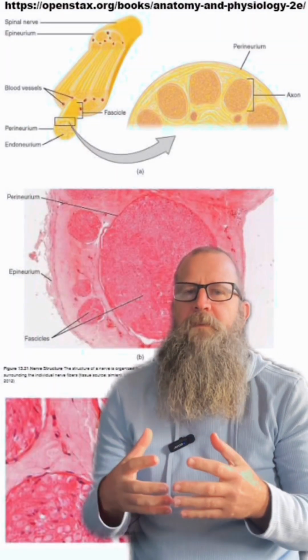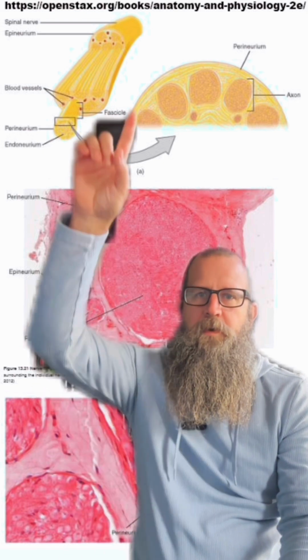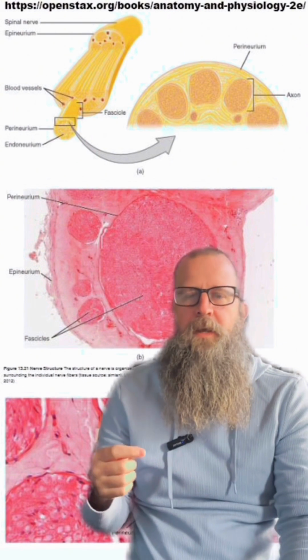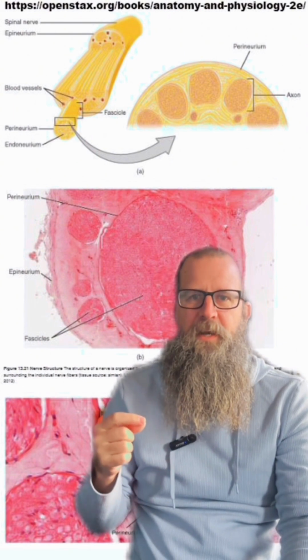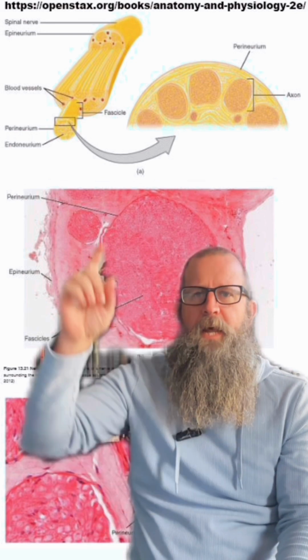Let's take a look. Your nerve is really just a collection of axons, the long cytoplasmic extension of a neuron. So the nerve is a collection of axons. The nerve itself is surrounded by a layer of connective tissue, which is known as the epineurium. So the whole nerve is surrounded by a layer of connective tissue known as the epineurium.